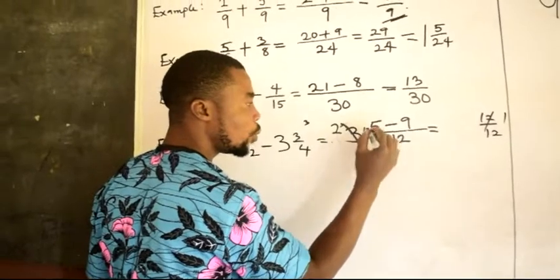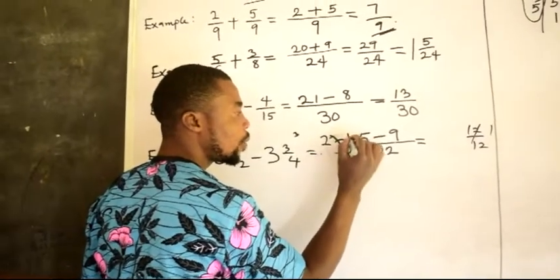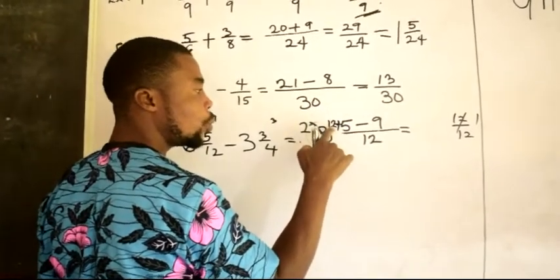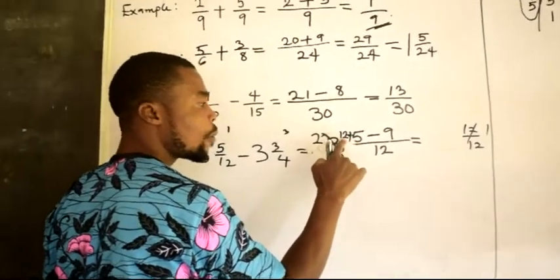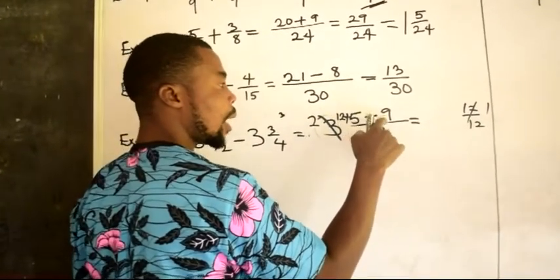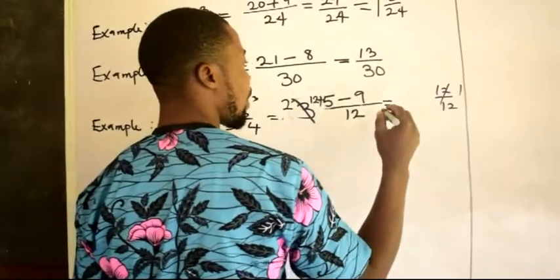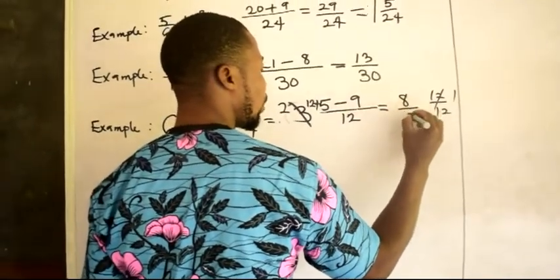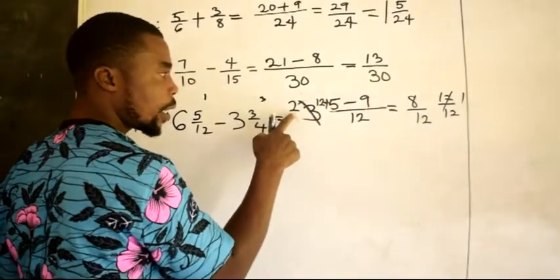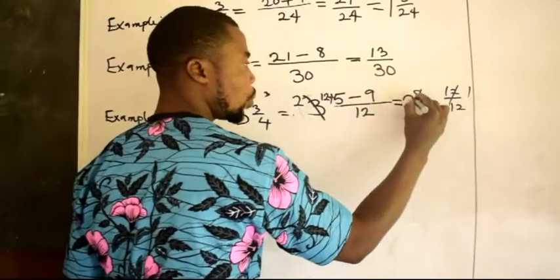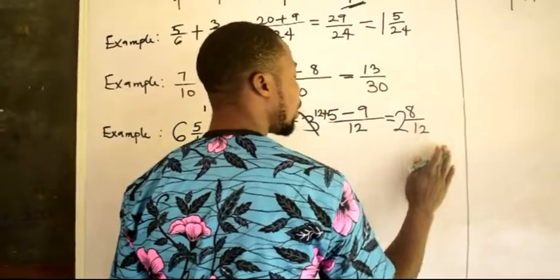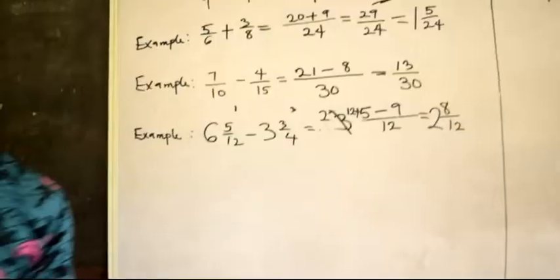You now use this 12, you add it to the 5. So 12 plus 5 will give us 17. 17 minus 9 will give us 8. Don't forget this whole number, which is 2, remaining 2. So you write here 8 over 12.